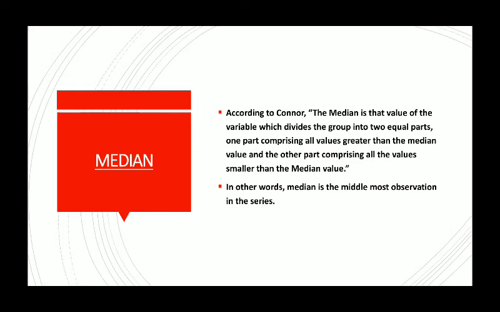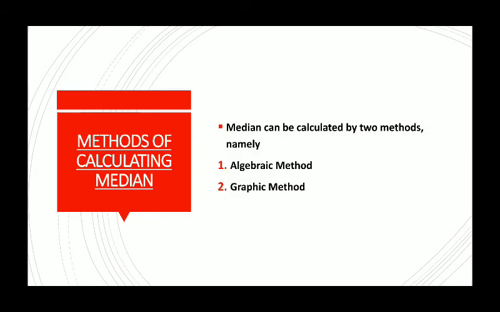So the definition of median given by Connor is: median is that value of the variable which divides it into two equal parts, means the middlemost value, one part will be greater than that, another part will be less than that. In other words, we can say that median is the middlemost observation in a series. In order to understand this, we need to know how we can calculate median. So let's see different methods of calculating median.